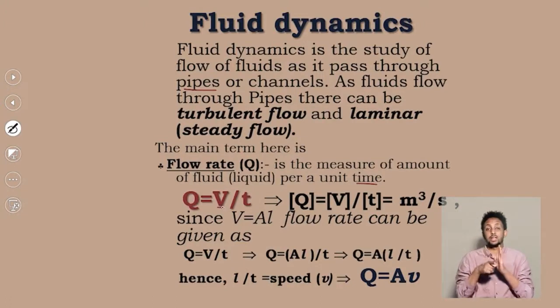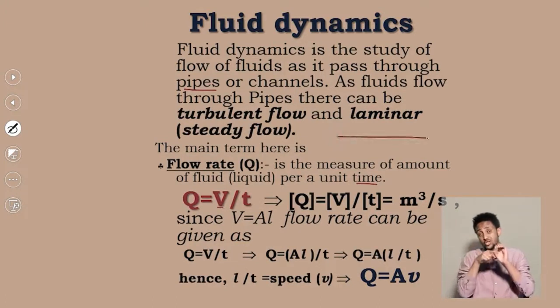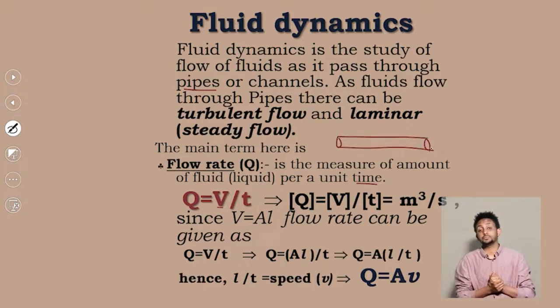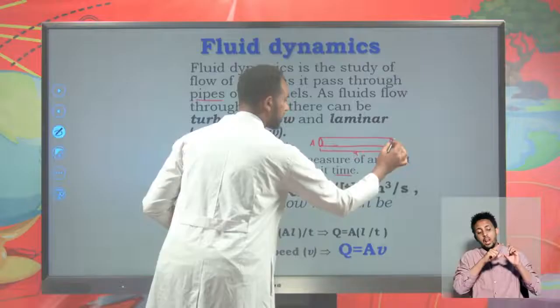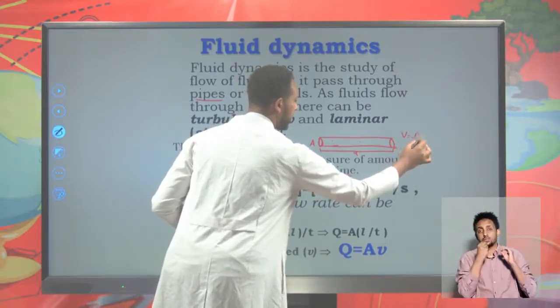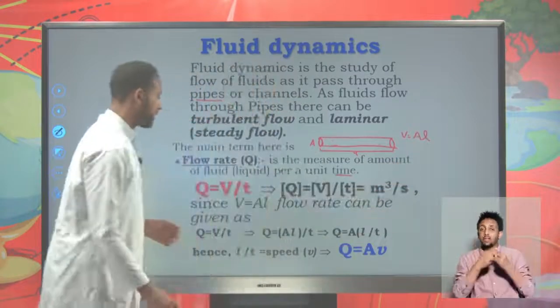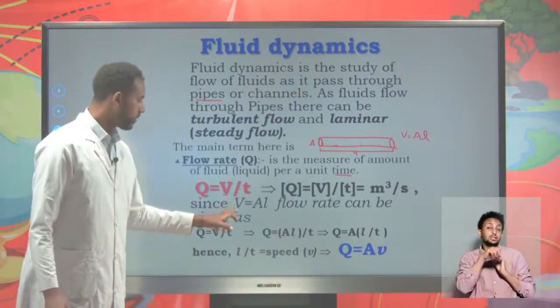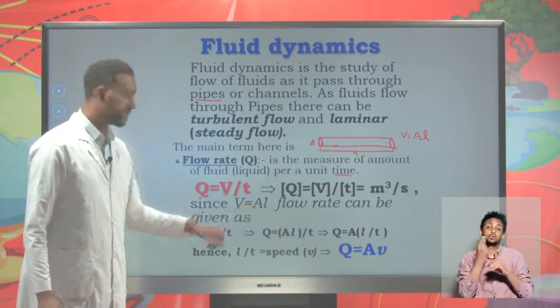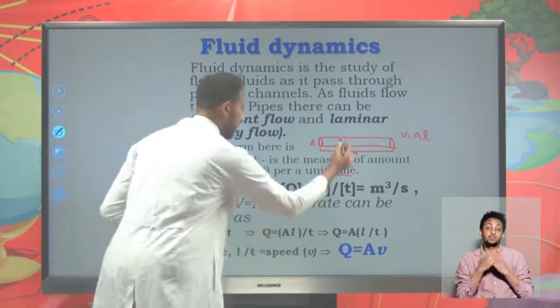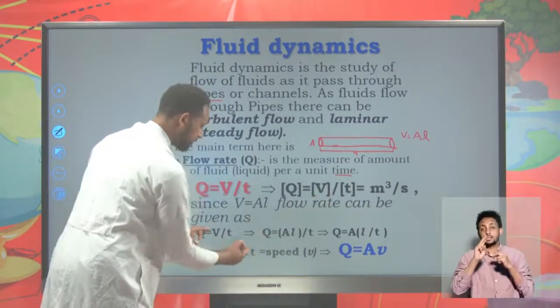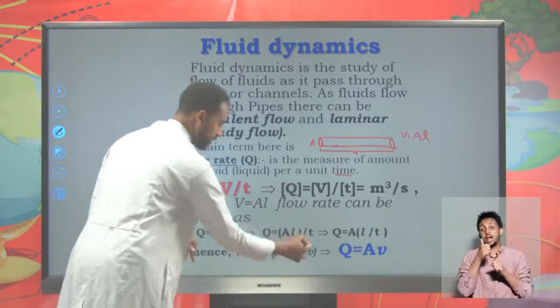And we know that on a given conduit or a pipe here, there will be flow of fluids through here, and the multiplication of the cross-sectional area of the pipe by the length of the pipe gives us volume. Volume can be expressed as area times length L. So instead of using the volume V, you might use area times length L, over time T.